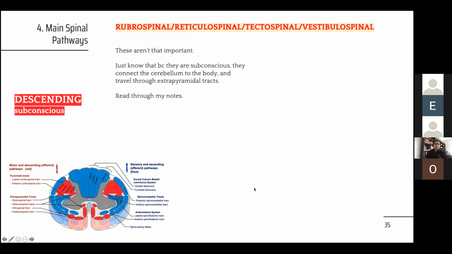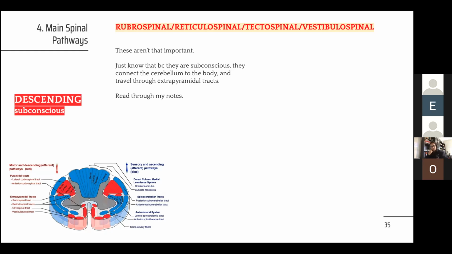The other four descending pathways, the subconscious ones, the ones that go through the extrapyramidal tracts, they are not important. They're the ones that connect your cerebellum to your body. So all of the other three descending pathways that we talked about connected the cerebrum to your body. So these ones connect the cerebellum to your body. So they're important for example, if you hear a noise, that you turn your head towards a noise. But like I said, they aren't that important, but I do have notes on them that you can read about afterwards. Very, very, very low yield.